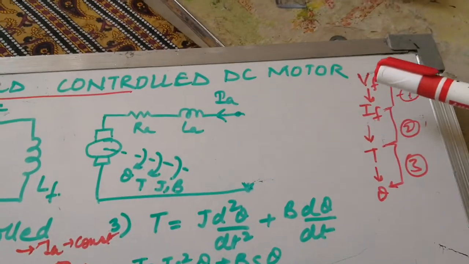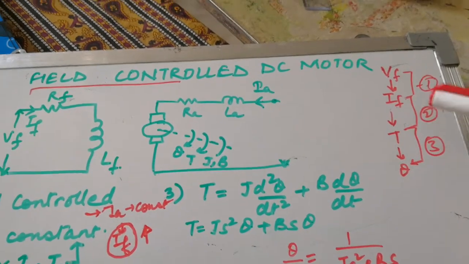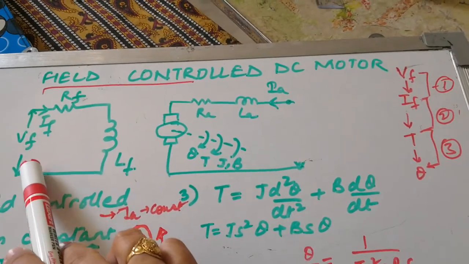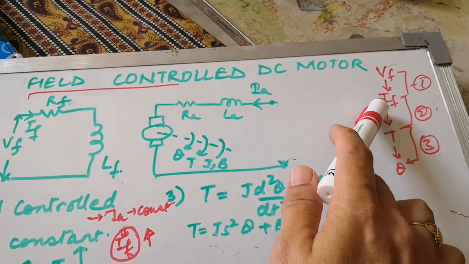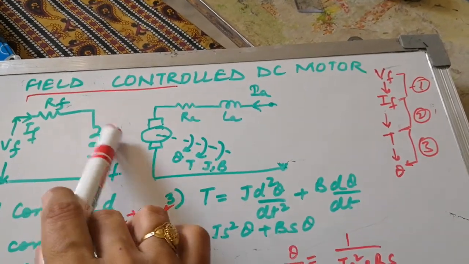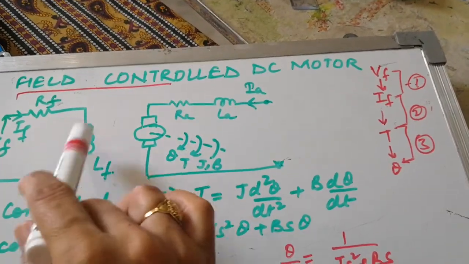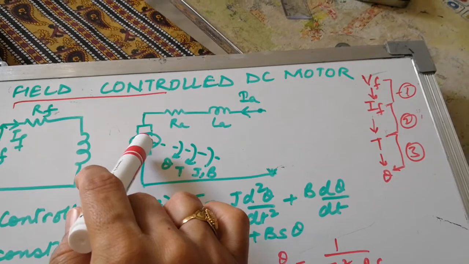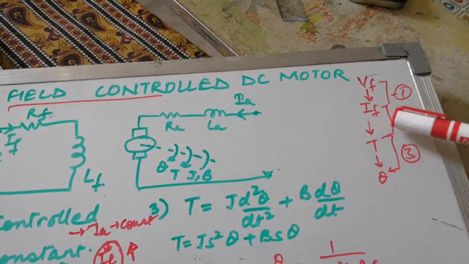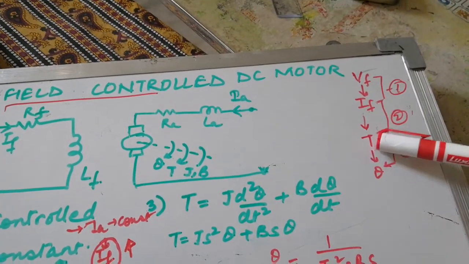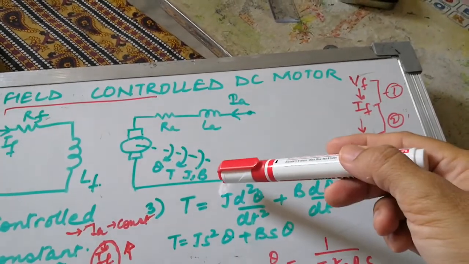Now just check out the flow of the working of this DC motor. Firstly, we apply the field voltage. When we apply the field voltage, IF starts to flow. So after VF, IF comes into the picture. When IF flows into this winding, a flux gets developed in the system. This flux gets linked to your armature, and this armature develops a torque. So after IF we will be getting our torque, and after torque there will be an angular displacement of this shaft, right?